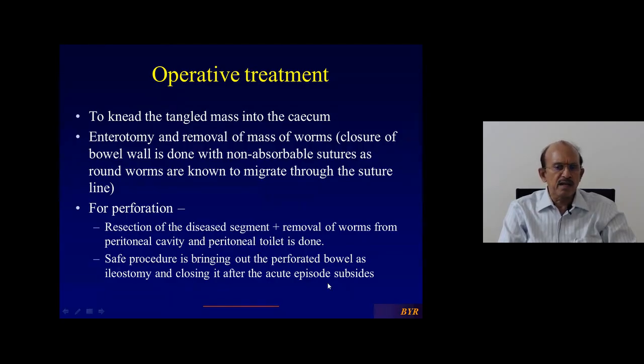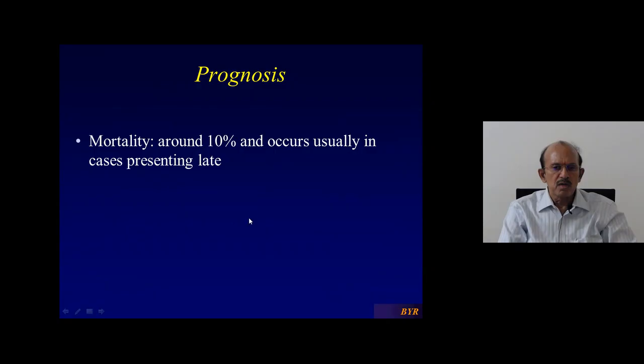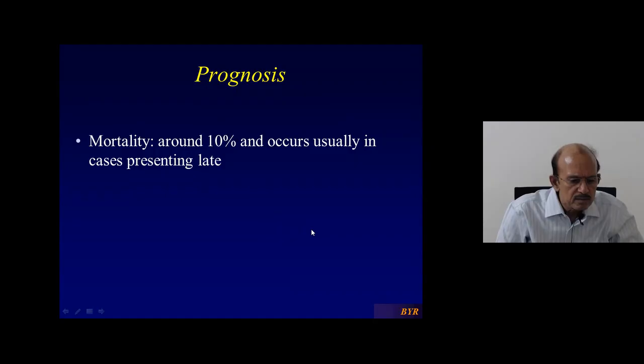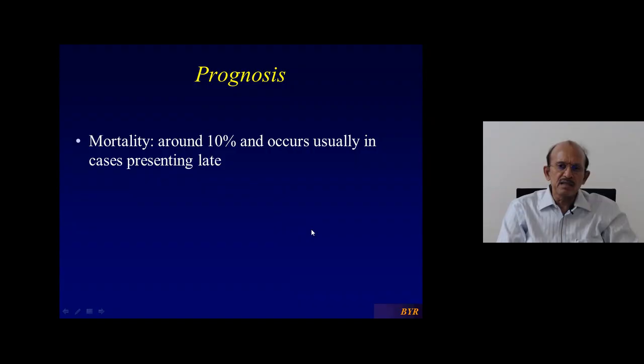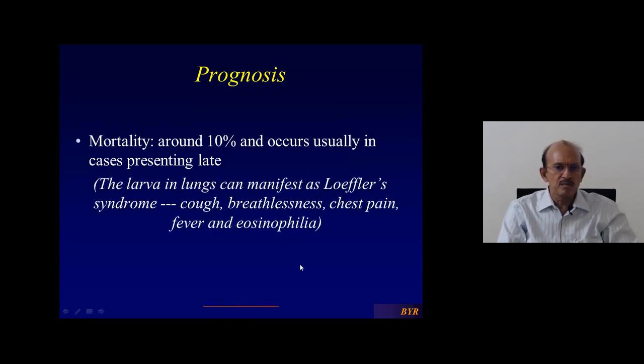Sometimes the patients will be very toxic. In case of ascaral obstruction, they will be running high fever, they have vomiting, dehydration, septicemia, and obstruction with perforation and peritonitis. So these conditions have certain mortality also. Mortality is around 10% and occurs usually in cases presenting late. Yes, the worms, if they die, liberate a lot of toxins. That's why they produce this toxic material in the gut, and it gets absorbed and produces the problem.